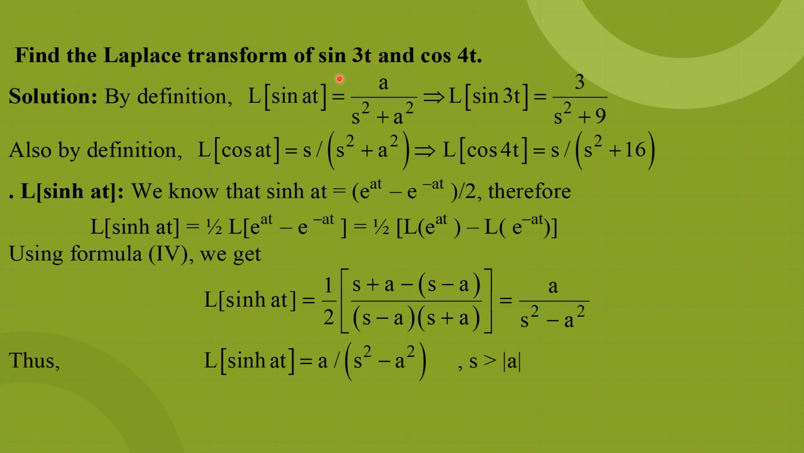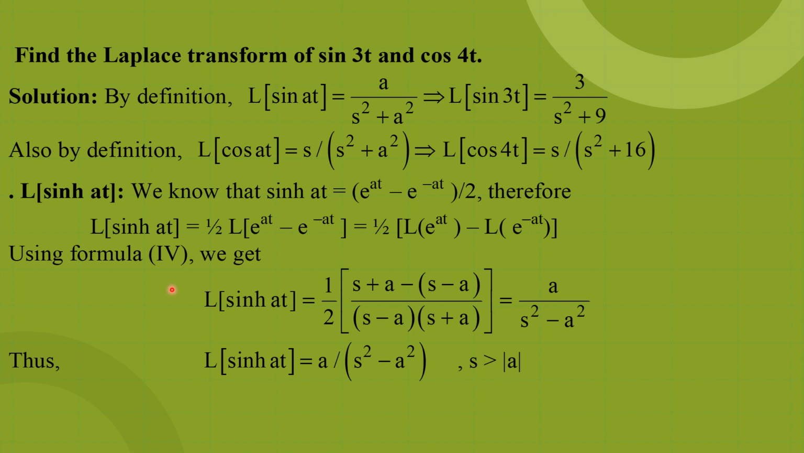Now find the Laplace of sin 3t and cosine 4t. Laplace of sin at is a over s square plus a square. By using this formula you have the Laplace of sin 3t. Here a is replaced with 3, so 3 over s square plus 9. Laplace of cosine at is equal to s over s square plus a square. By adopting this formula you have the Laplace of cosine 4t, which is equal to s over s square plus 16.